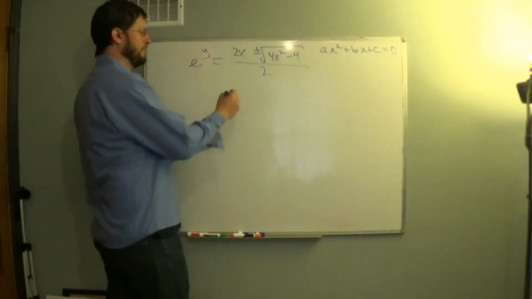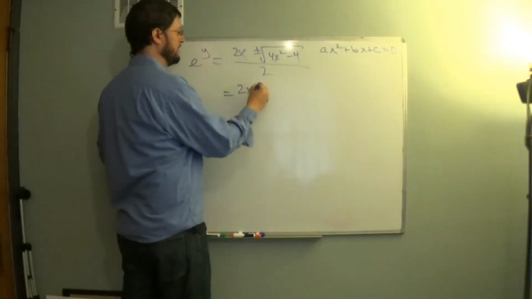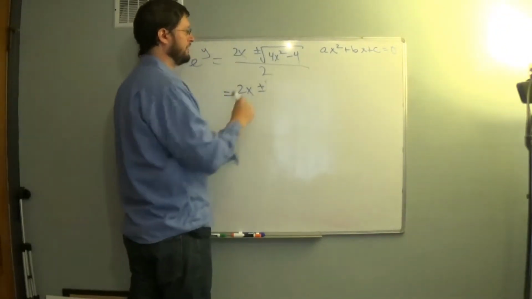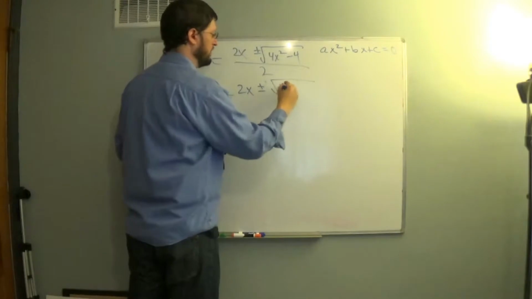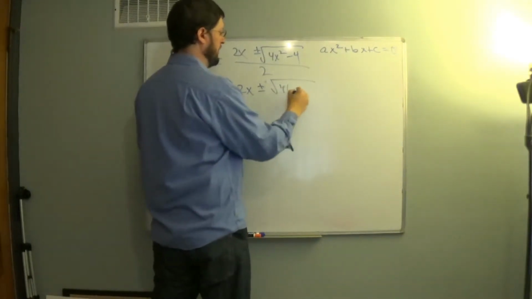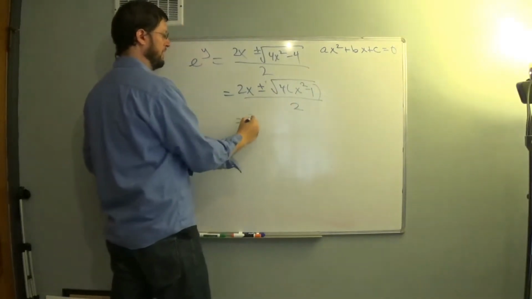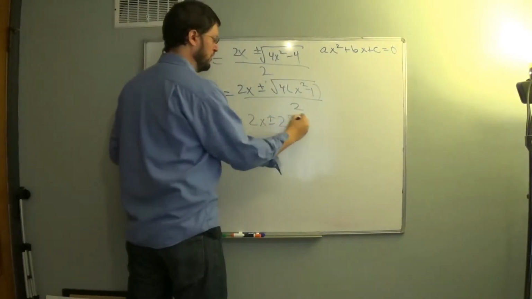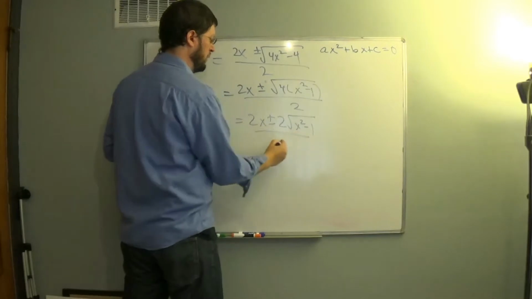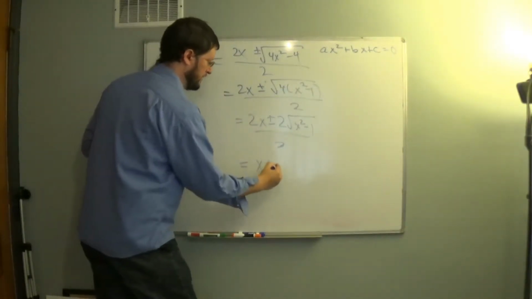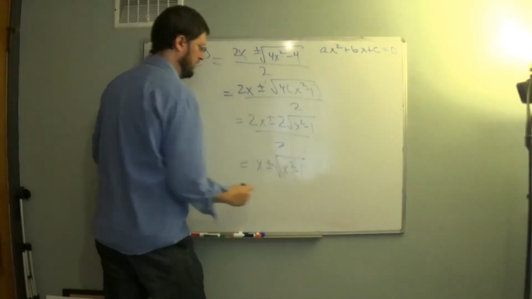Now, this can be simplified more. This is 2x plus or minus the square root of, well, we can factor the 4 out. If I factor the 4 out, x squared minus 1 all over 2. That 4 becomes 2x plus or minus 2 root x squared minus 1 all over 2. The 2s simplify out, and I get x plus or minus square root of x squared minus 1.